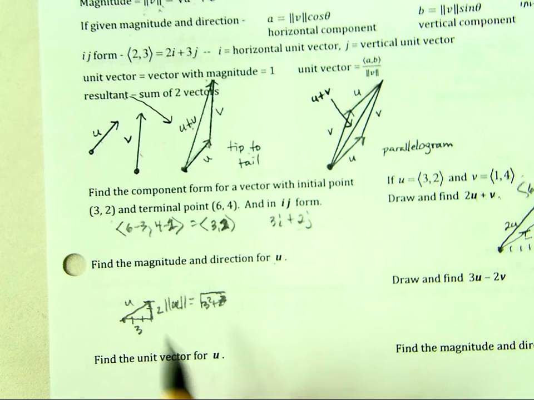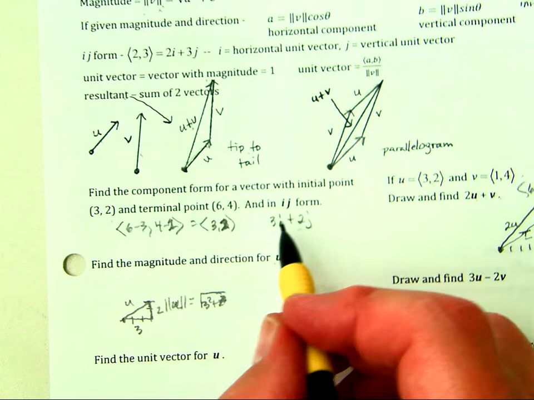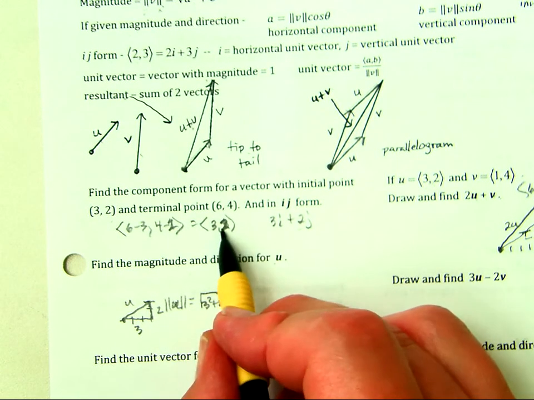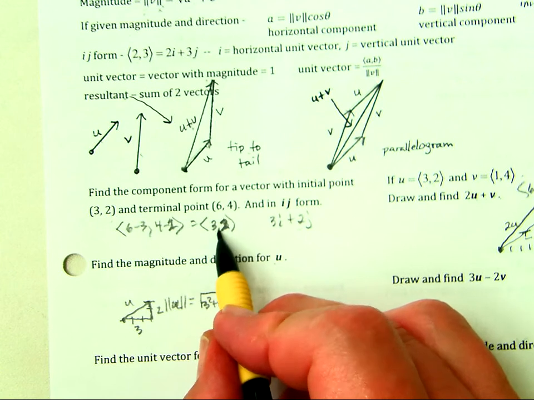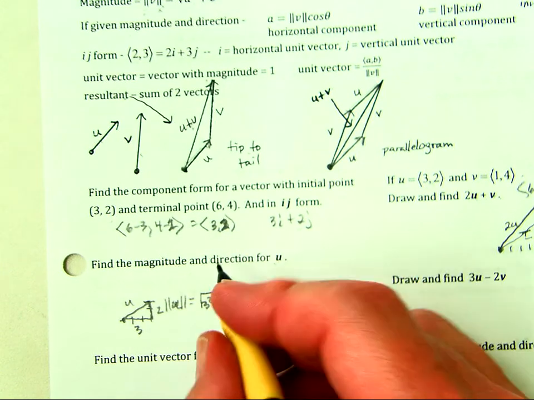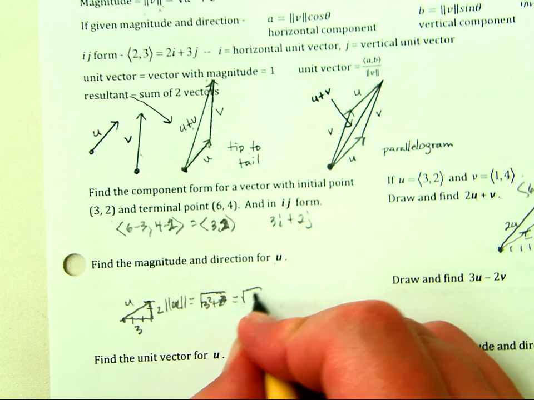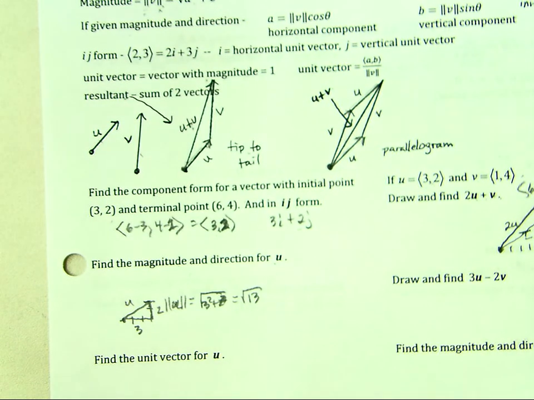So to find the magnitude, once you have it in component form, you just take the square root of a squared plus b squared. So that would be what? The square root of 13 for the magnitude of that one.